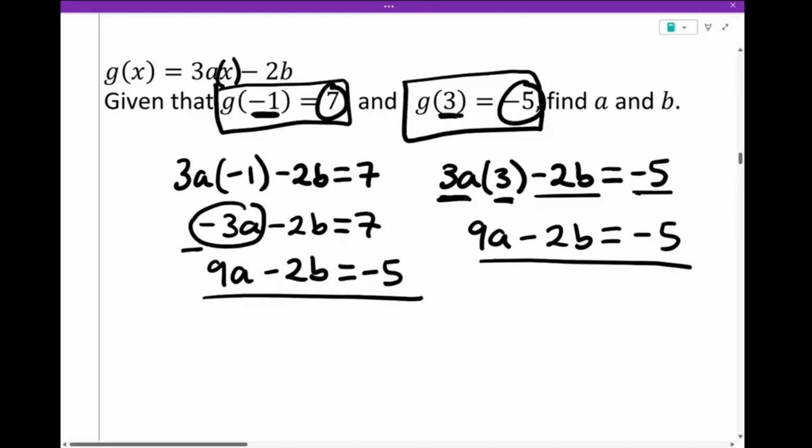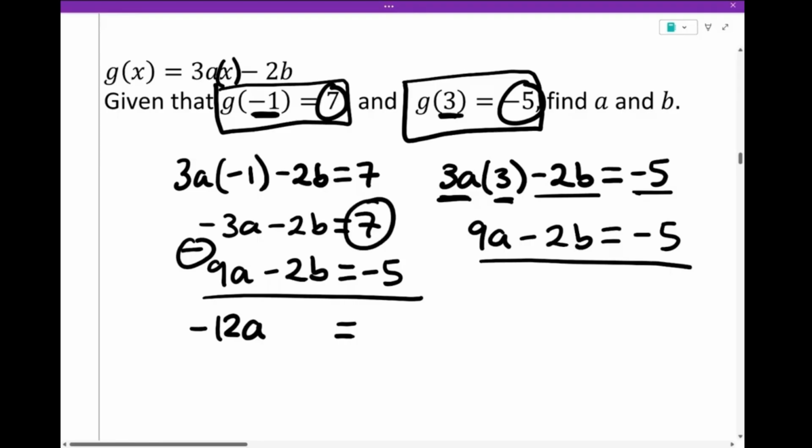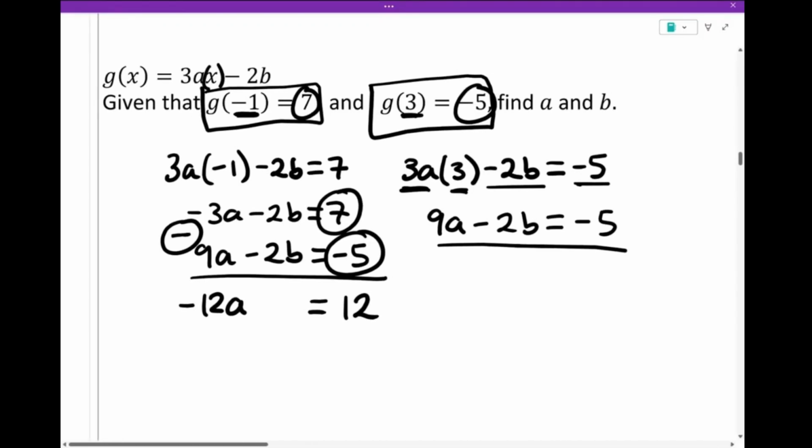So we'd have -3a subtract 9a, so that's going to become -12a. And then we would have -2b subtract -2b. Well, that's going to become add 2b, so we're going to get 0b. That is why I decided to subtract. And then finally, on the right-hand side of my equation, we've got the 7, and we're going to subtract the -5, so therefore we're going to have to add 5, so that is going to give me +12. So we end up with -12a is equal to 12. So we now have an equation in one unknown which we can solve. We can divide by -12. So we would get a is equal to 12 divided by -12, which is -1.